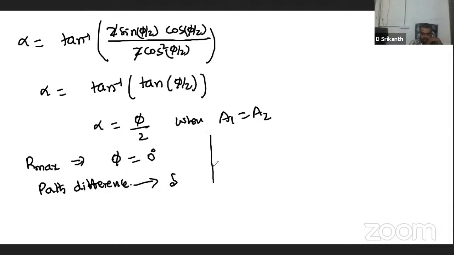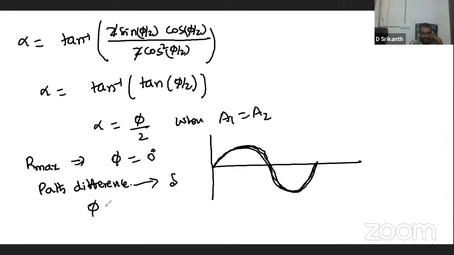Suppose I have a wave. Whenever a wave completes one cycle, then what will be the total angle? I can write phi equal to 2 pi. For one wave, I can say the wavelength or distance traveled is lambda.